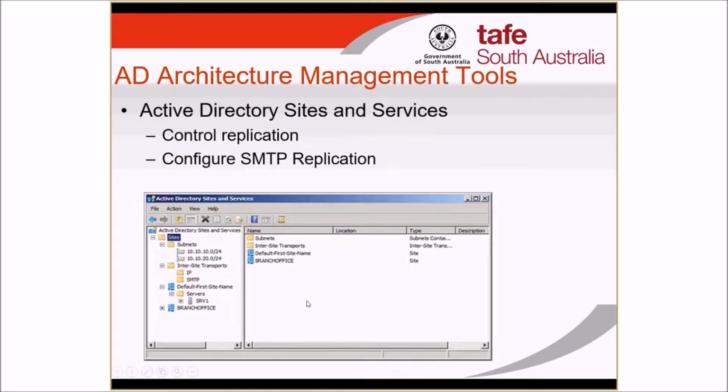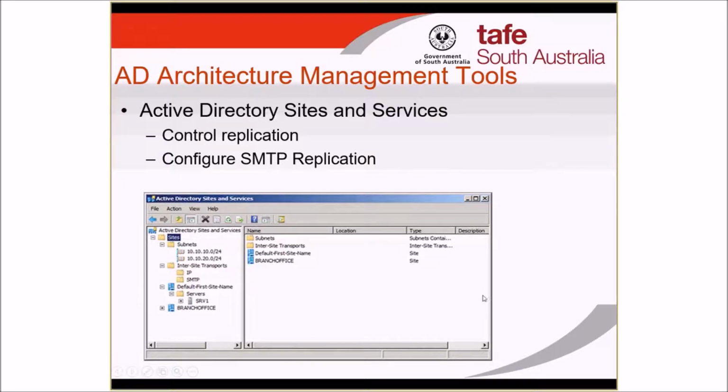So let's start with the first one, Active Directory Sites and Services. As the name suggests, this is the tool we use to administer the different sites. We talked about inter-site replication between domain controllers last week, that is, replication between domain controllers at different sites. This tool controls the replication: how often you want to replicate, and whether you want to schedule it for when your business is not so busy. This is also where you configure SMTP replication.